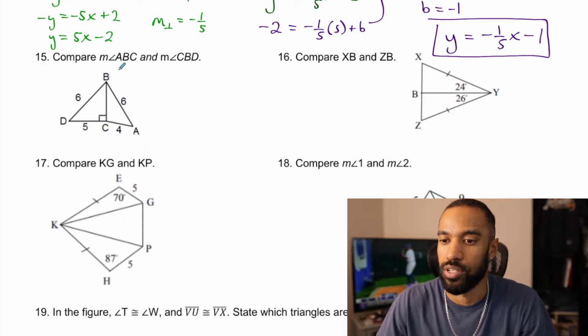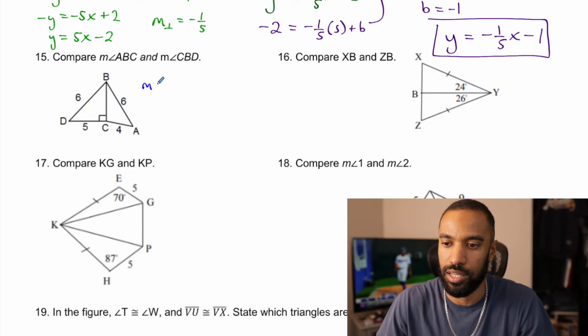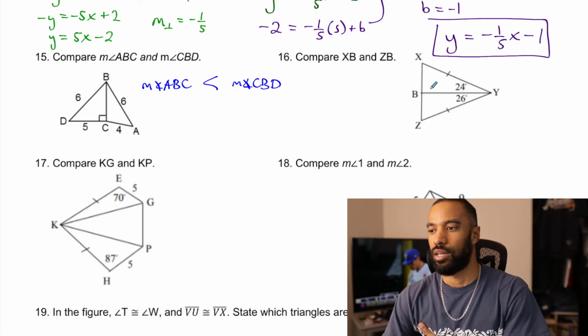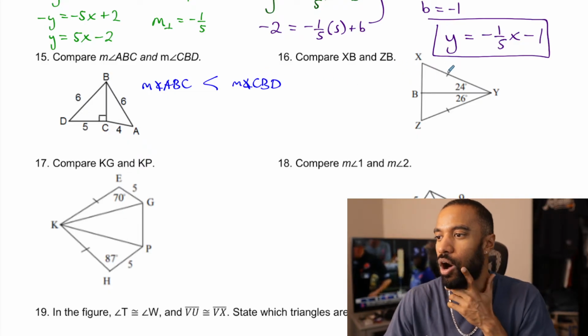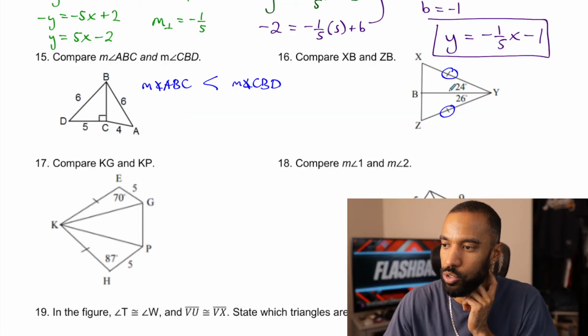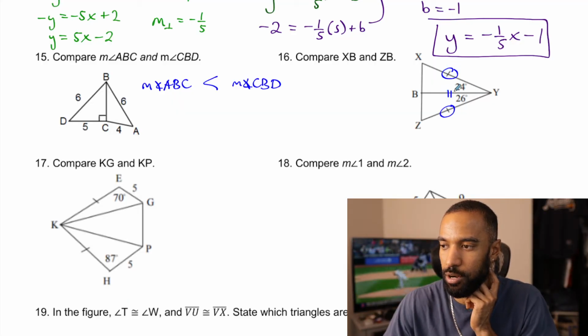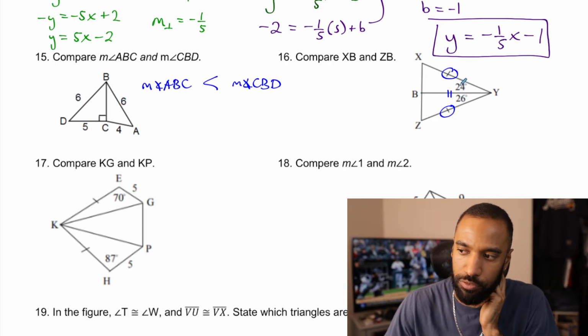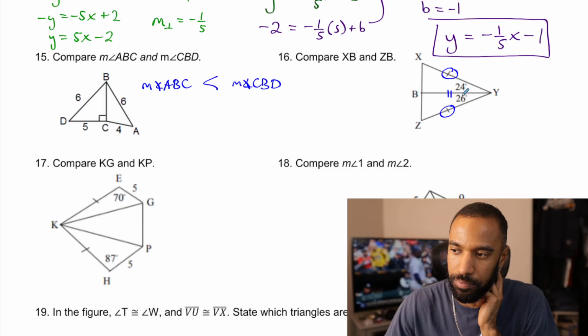So, what does that mean? Here's the measure of angle ABC. That is smaller, less than the measure of angle CBD, because opposite a shorter side is a smaller angle. Now, it's true in the other direction as well. All things being equal, such as these two are equal to each other, and this is equal to itself right there by the reflexive property, opposite these two angles are two different sides, a 24-degree angle and a 26-degree angle.